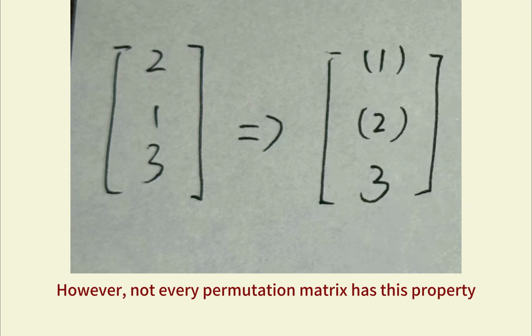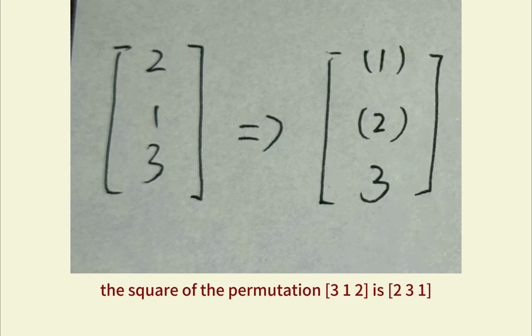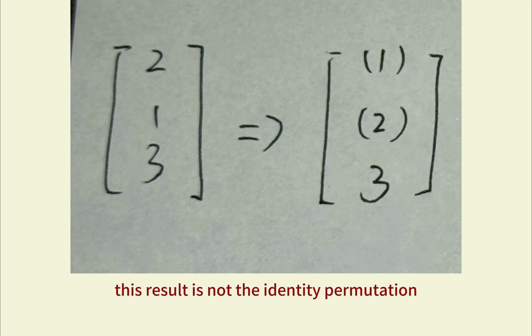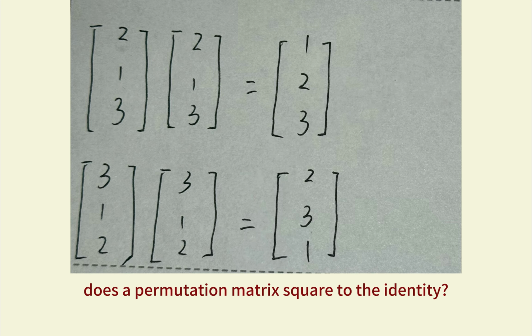However, not every permutation matrix has this property. For example, the square of the permutation 3, 1, 2 is 2, 3, 1. This result is not the identity permutation, so B squared is not equal to I_N in this case. So we ask, under what condition does a permutation matrix square to the identity?